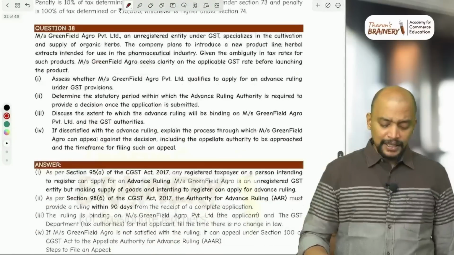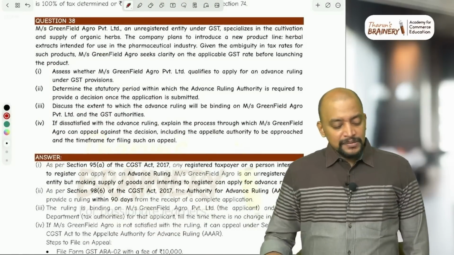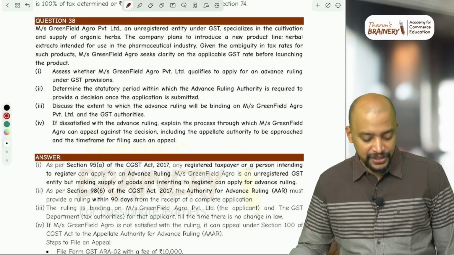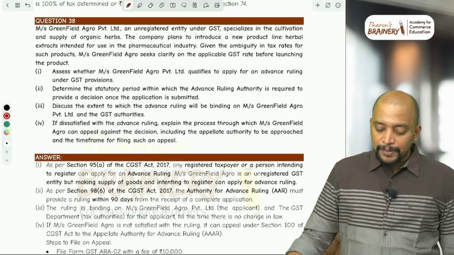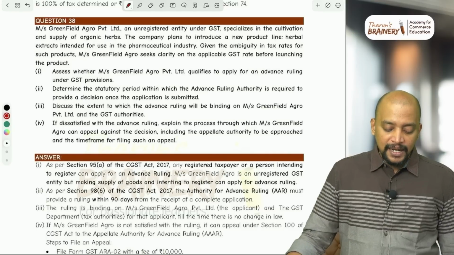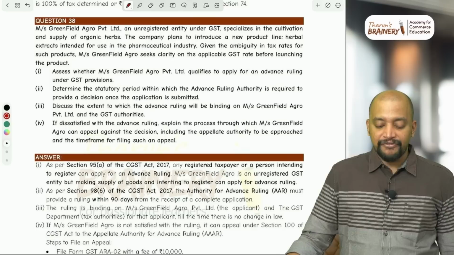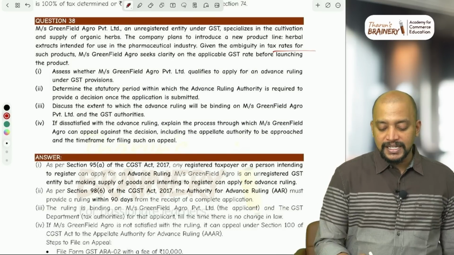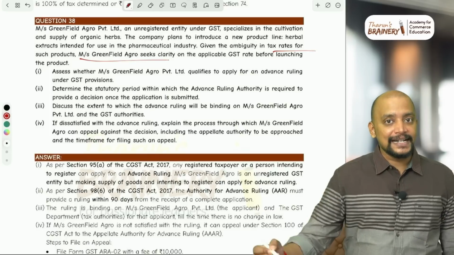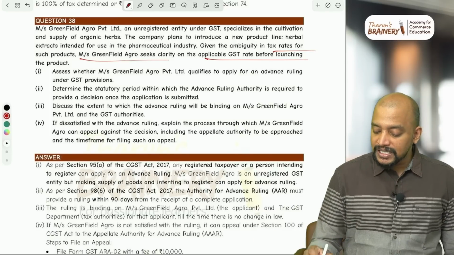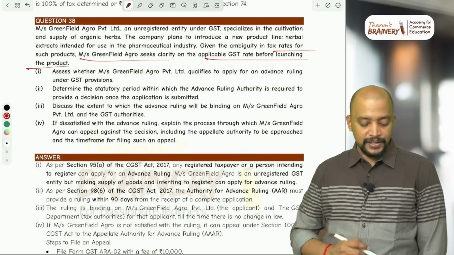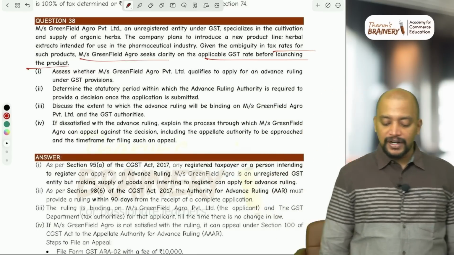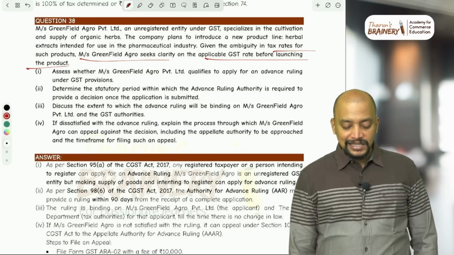Okay. Then question number 38. Messrs. Greenfield Agro Private Limited, unregistered entity in GST, specializes in the cultivation and supply of organic herbs. The company plans to introduce a new product line, herbal extracts, intended for use in the pharmaceutical industry. Given the ambiguity in the tax rate for such products, Greenfield Agro seeks clarity on the applicable GST rate before launching the product. Assess whether Greenfield Agro Private Limited qualifies to apply for advance ruling under the GST provisions.